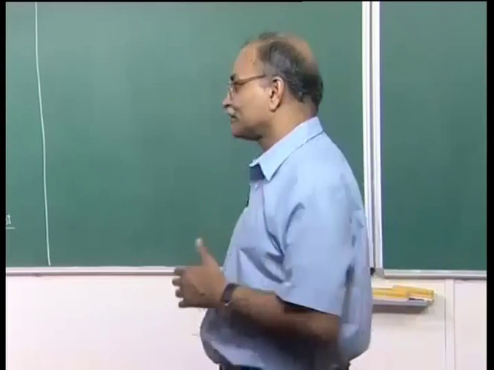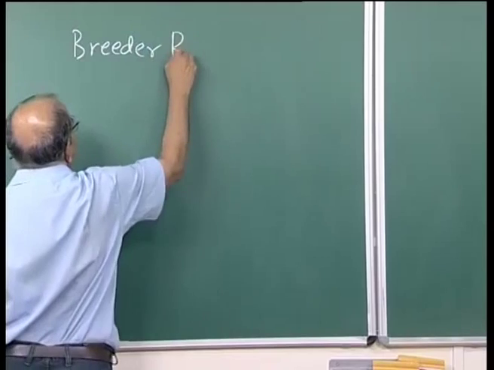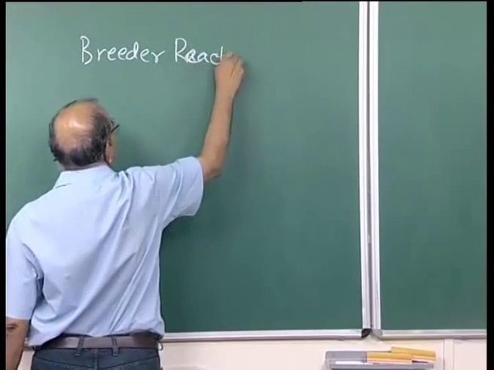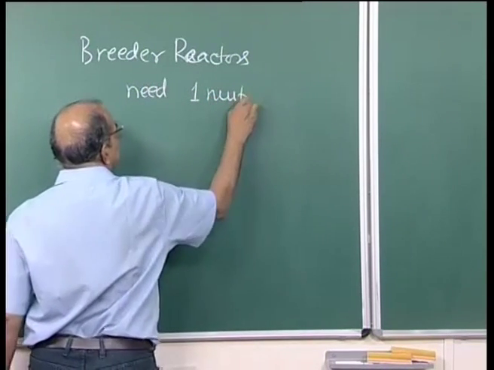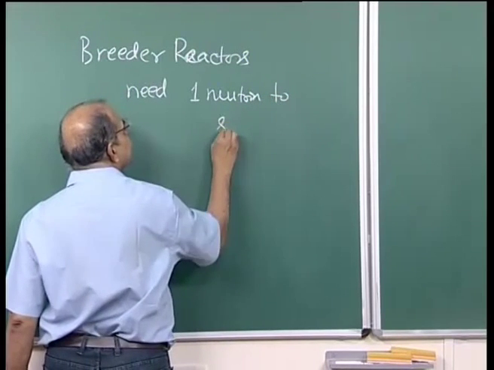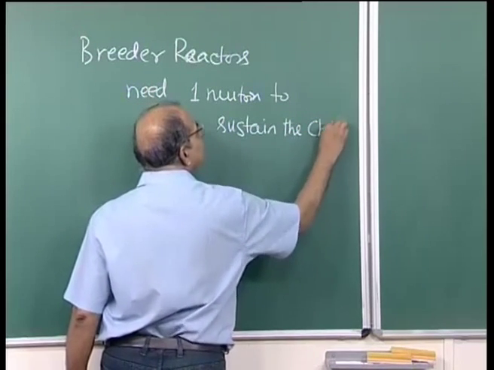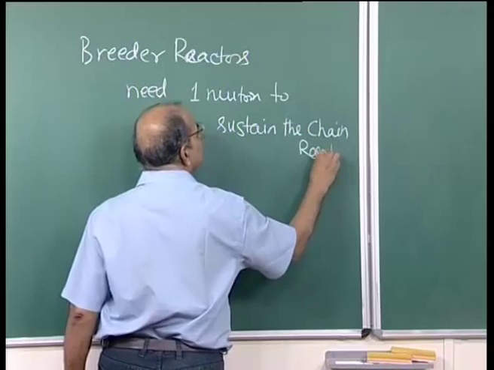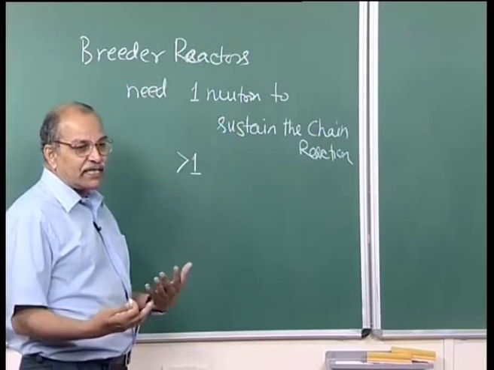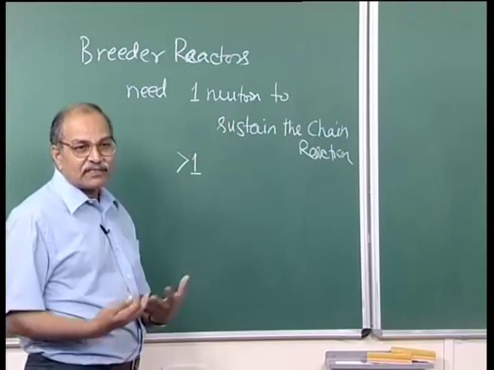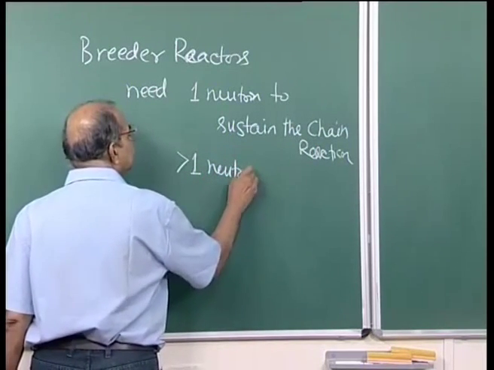So, a breeder reactor is built with plutonium-239 as the fuel. Breeder reactors need one neutron to sustain the chain reaction, and more than one neutron if they are to breed. If it has to produce more nuclear fuel than it is consuming, there should in fact be more than one neutron for breeding.